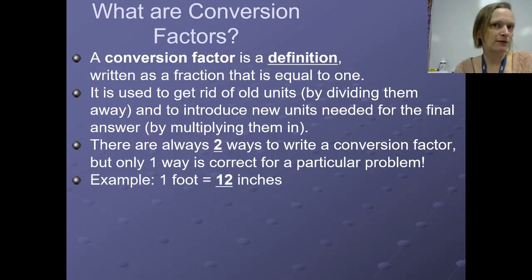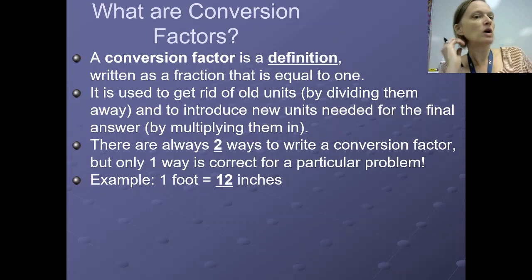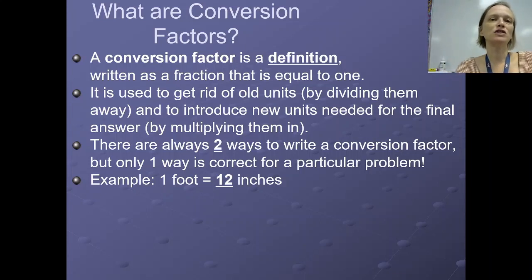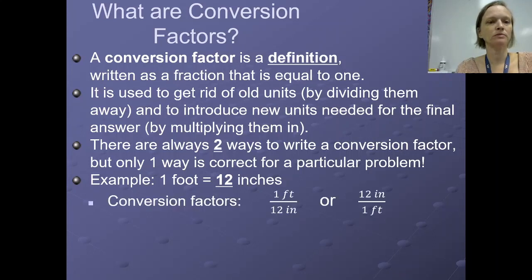So far I've been giving you vague definitions. It sometimes is more helpful to see an example. So here's one example. 1 foot is defined as being 12 inches. That's a definition. 1 foot equals 12 inches. So there are two conversion factors I could write with this. I could write the feet on top and the inches down below, or I could write the inches on top and the feet down below. These are both fractions that are equal to 1. I know that 1 over 12 and 12 over 1 don't look like they're equal to 1, but because of the units, they are equal to 1. 1 foot is the same as 12 inches. 12 inches is the same as 1 foot.